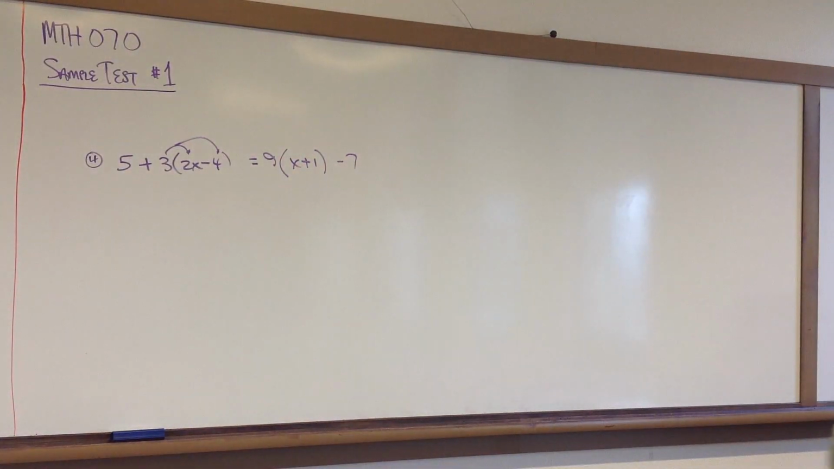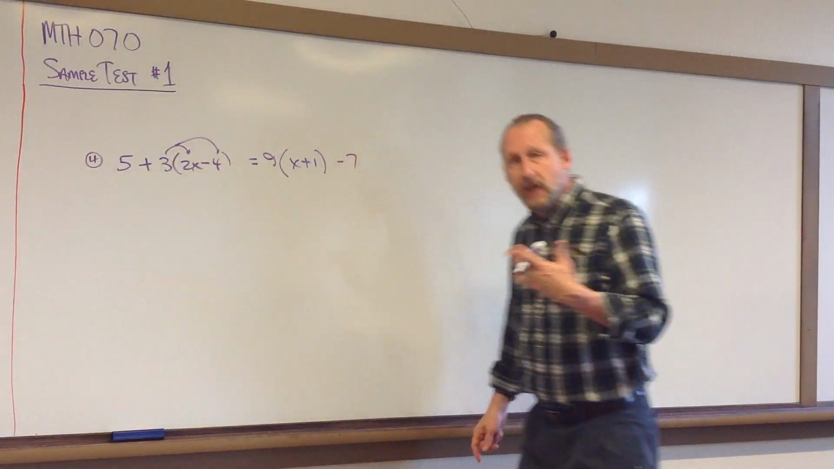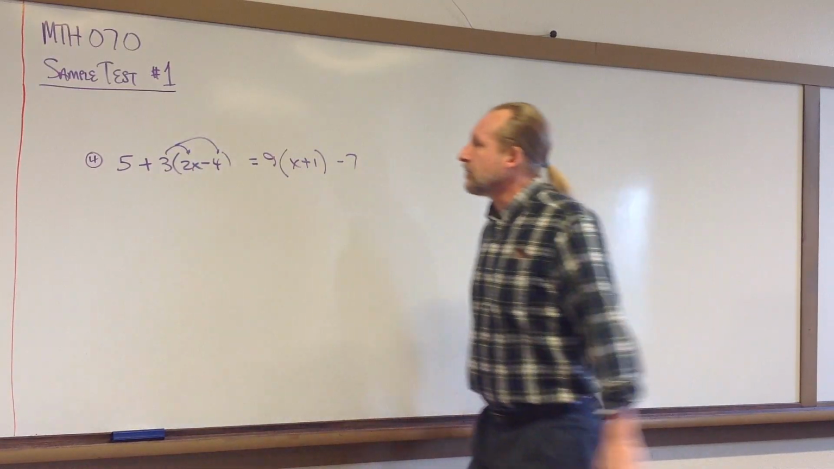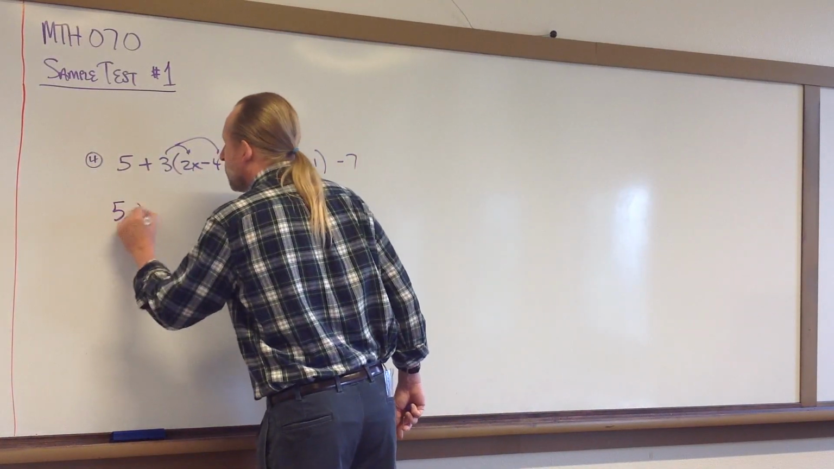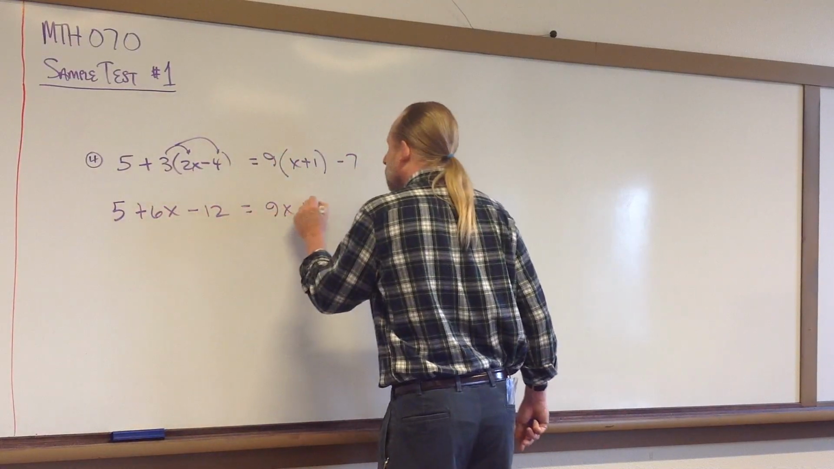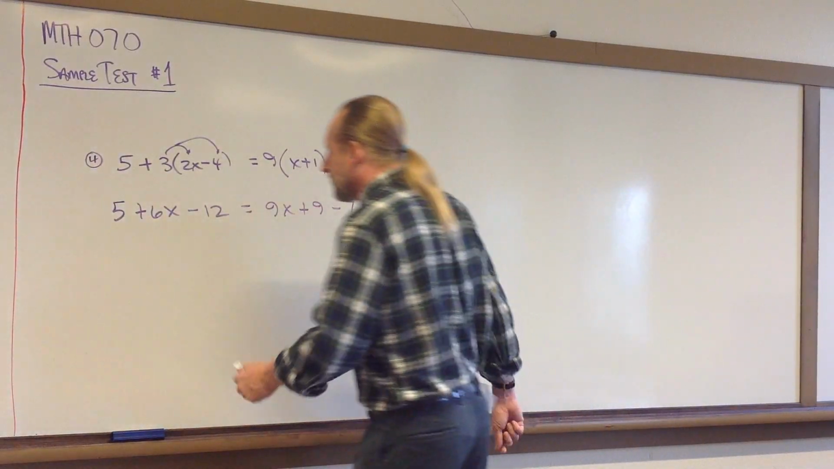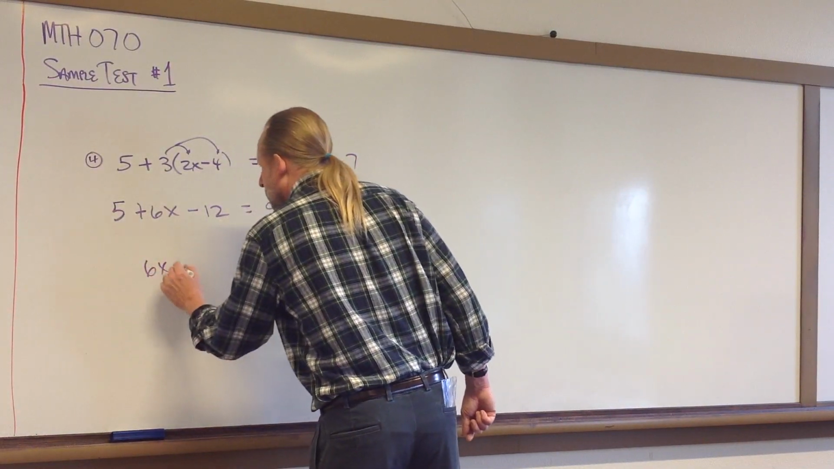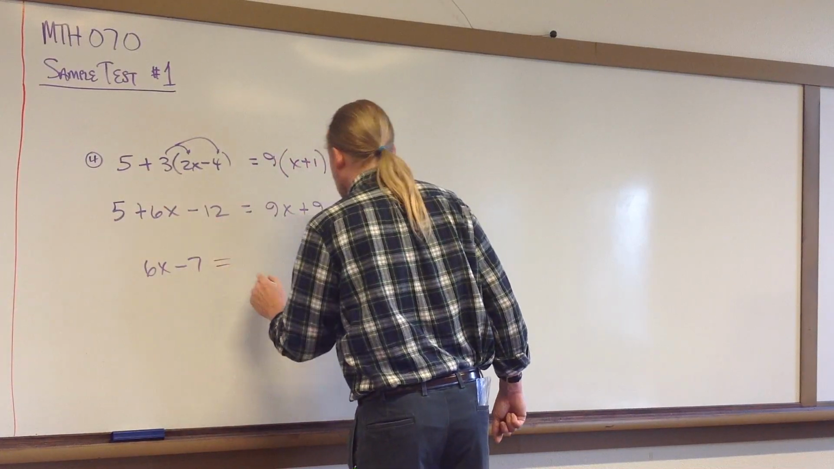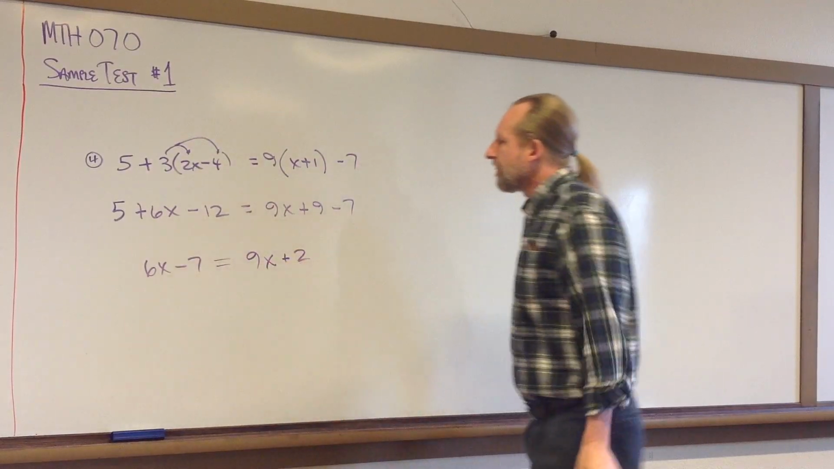Okay, so we have to distribute that 3 into the parentheses, and then we have to distribute the 9 into the parentheses, collect our like terms, and isolate the variable. All right, 5 plus 6x minus 12 equals 9x plus 9 minus 7. And you've got some different choices here. I'm going to just collect our like terms. 5 minus 12 is negative 7, and here 9 minus 7 will be positive 2.